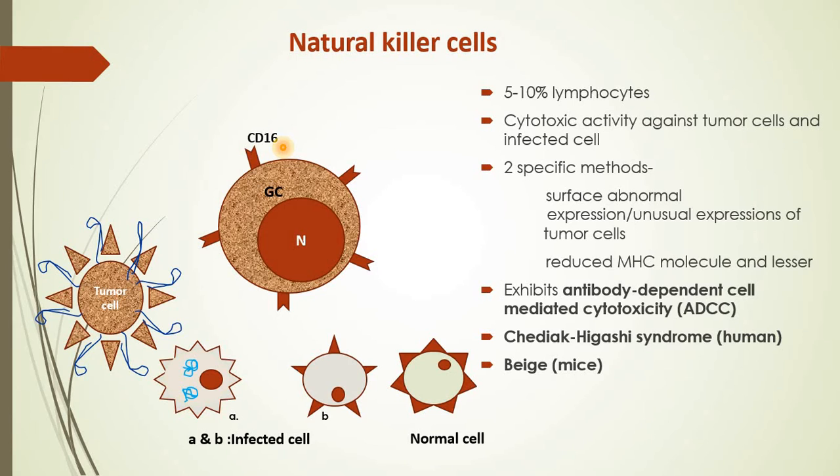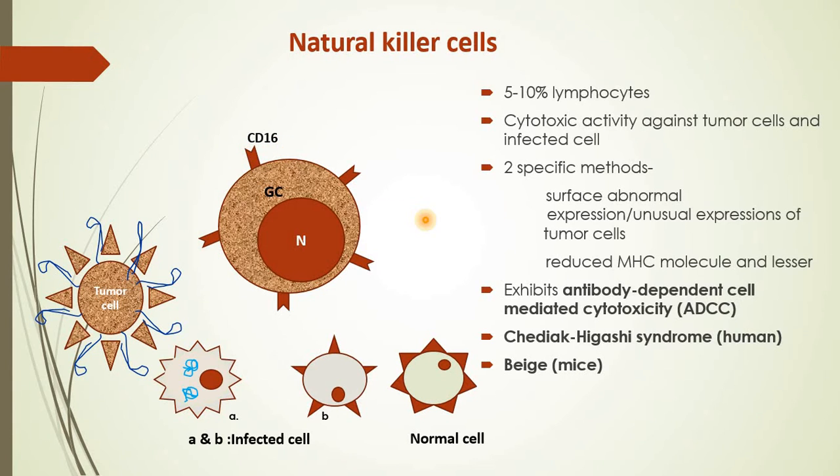Suppose if it is 1, indicating cluster of differentiation 1, it means that protein must have been identified first. 16 indicates the position of its identification. Likewise, it holds true for CD8 or CD4 or CD45 and whatever cells have been identified according to the protein structure of the receptor molecule, right?